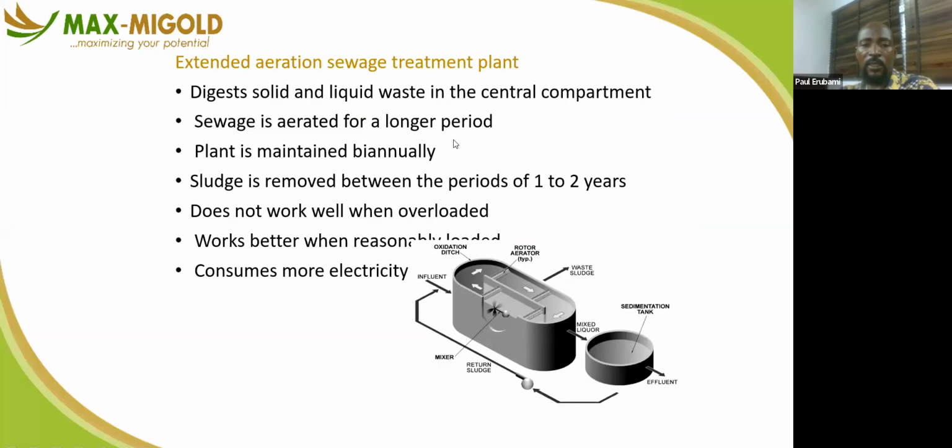So, extended aeration sewage system plant. These are all examples of your aeration system. Digest solid and liquid waste in the central compartment. Sewage is aerated for a longer period of time. Plant is maintained annually. Sludge is removed between the period of 1 to 2 years. These are used when you have your sewage on a commercial basis. Does not work well when overloaded, but works better when reasonably loaded. Consumes more electricity. These are more or less like your normal industrial sewage treatment.